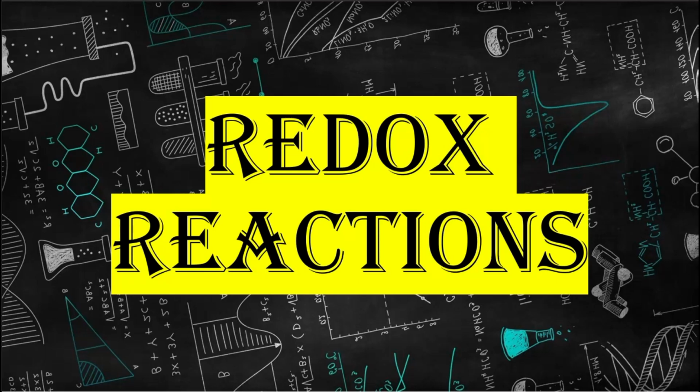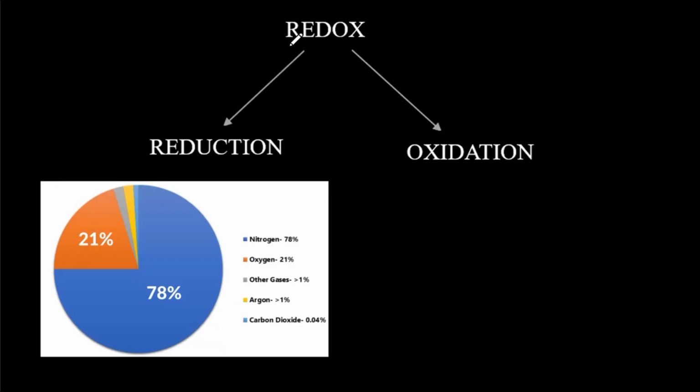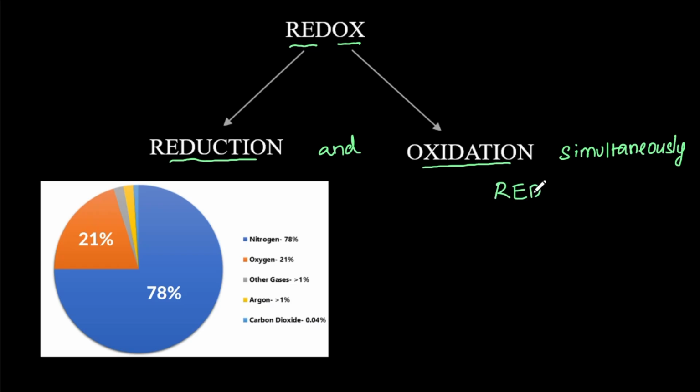Hello friends, in this video I am going to explain in detail about redox reactions. So let's get started. What is meant by redox? The word red stands for reduction and the word OX stands for oxidation. When reduction and oxidation occur simultaneously, then it is called a redox reaction.